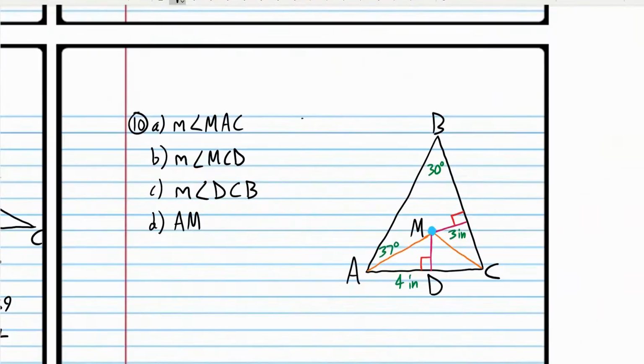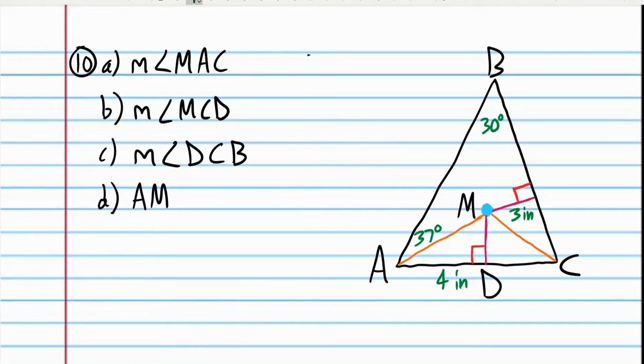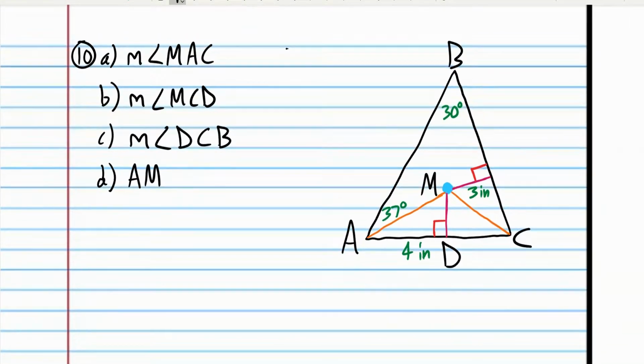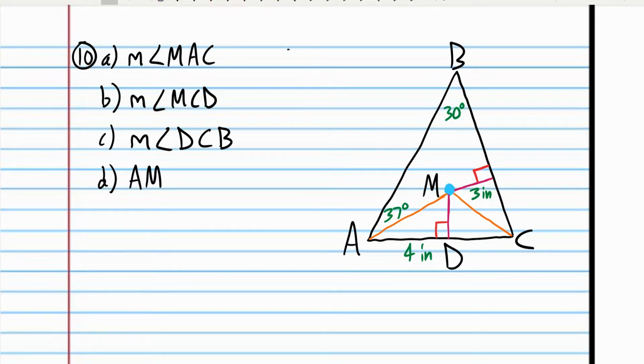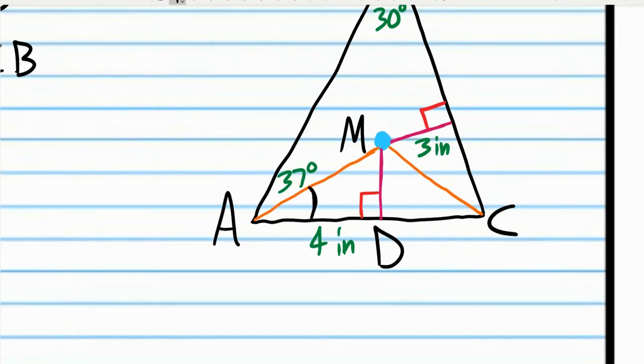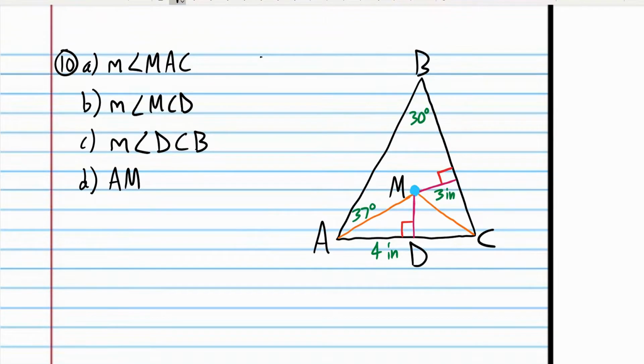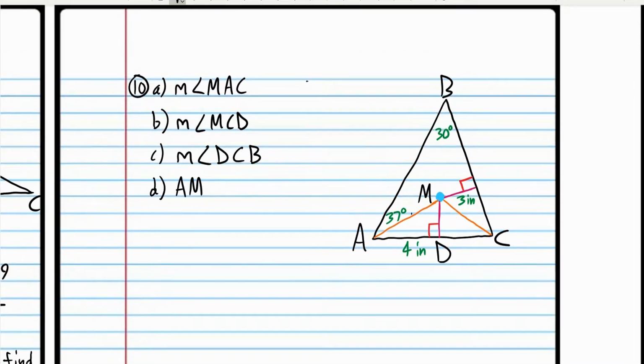All right, on to number 10. We're going to do one more of these together before you try one on your own. Measure of angle MAC. So MAC is this angle here. Now again, we're told that M is the incenter. That's the special point of concurrency. Because this segment, this orange segment, goes from a vertex to the incenter, that means that this segment must be an angle bisector. So if this angle is 37, this angle must be 37 also. So it equals 37 degrees.